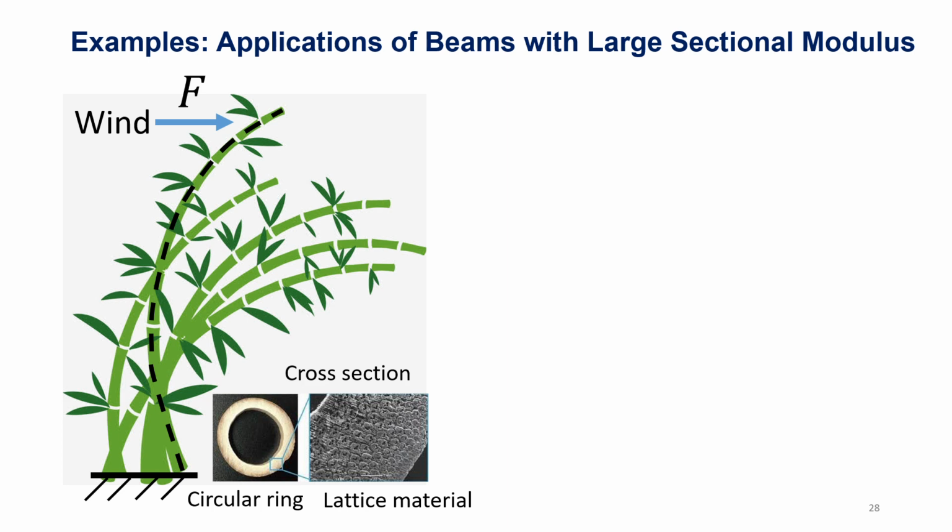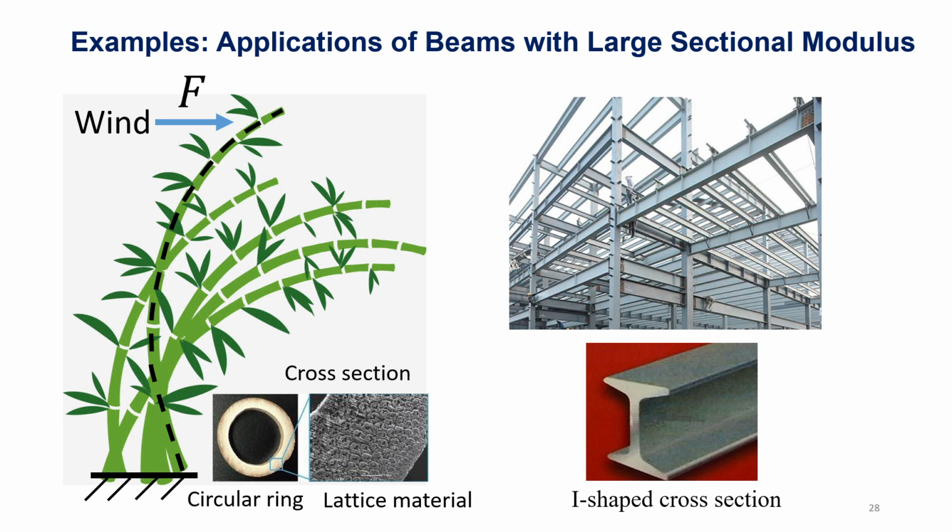And if we look into the microstructure of its stem, we will find that it is composed of a lot of circular rings of its cells. It's called a lattice material. So this hierarchical structure gives it a very good ability. Another example is the I-shaped cross-section, which is commonly used in the buildings of our daily lives.